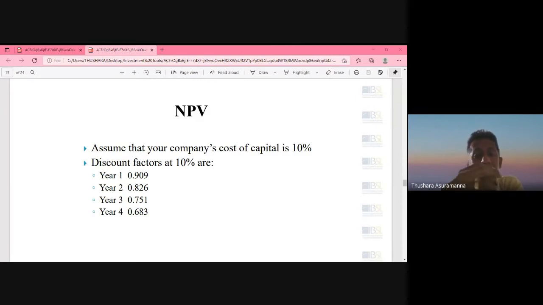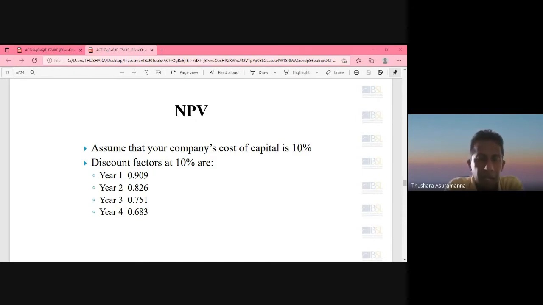That is basically due to this discounting factor, right? So if somebody tells you, I'll give 100 at the end of year 4, the actual today's value of that 100 is 68.3 rupees. That is what we have computed.